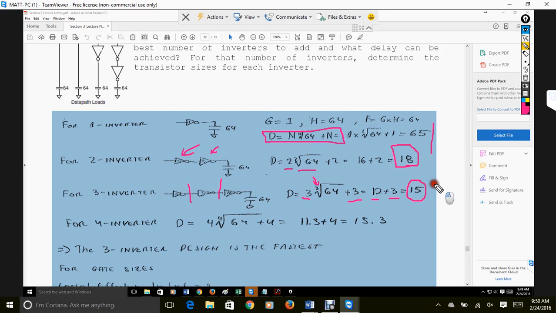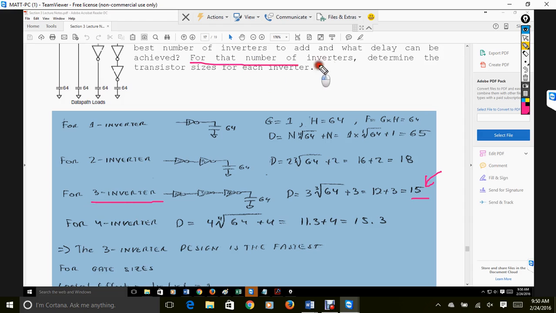So at this point, we're actually constantly improving, but you can see where we might have a problem because we continue to multiply this value every time. And so that 4-stage inverter, we have 4 times the 4th root plus 4. So that becomes 15.3. So because of this, we actually determined that the best is 15 here. So it becomes the 3-stage inverter. So for that number of inverters, determine the transistor sizes for each inverter.